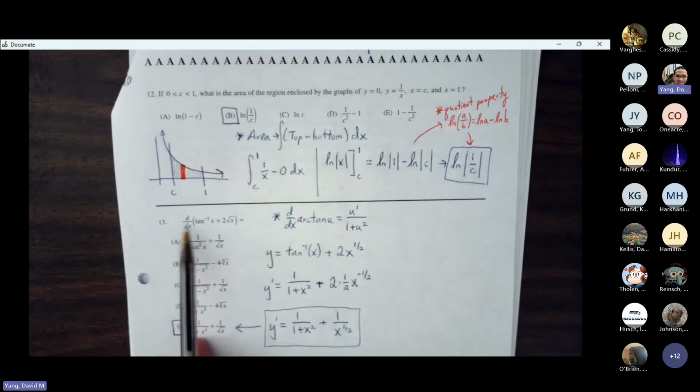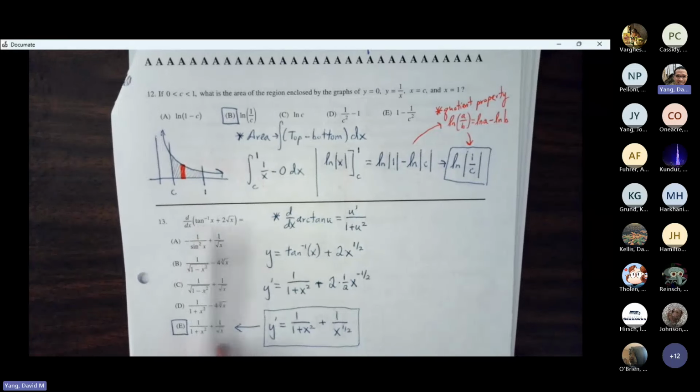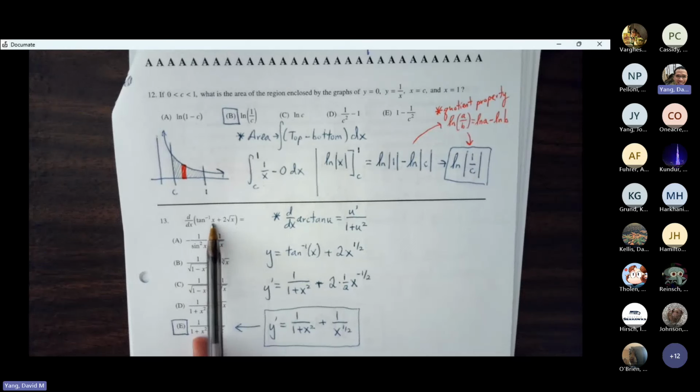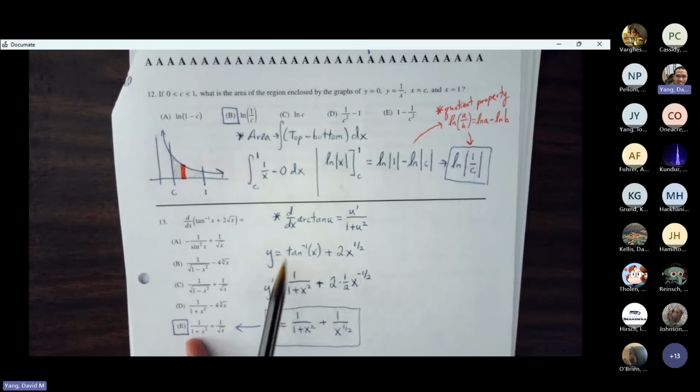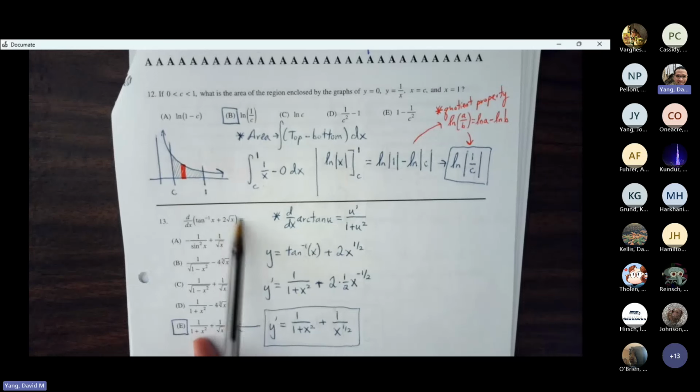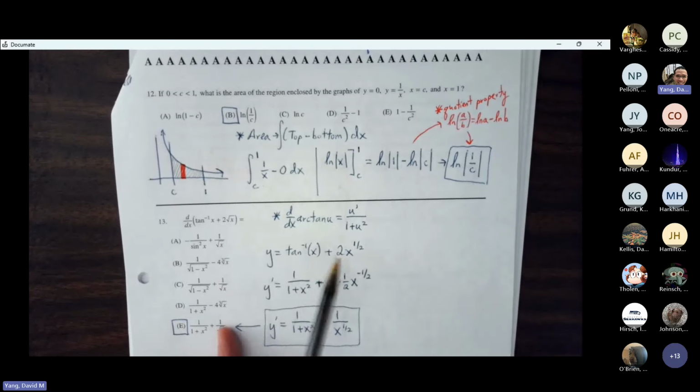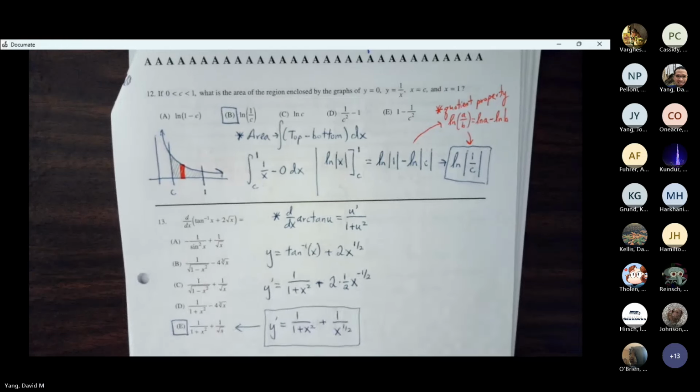Number 13, we have an inverse trig derivative rule here. Arctangent's derivative is u prime over 1 plus u squared. So u prime is just going to be 1, the derivative of x is just 1, and then 1 plus x squared. That's the derivative of inverse tangent. And then we just do power rule for 2x to the 1/2. So 2x to the 1/2 becomes 2 times 1/2 x to the -1/2.